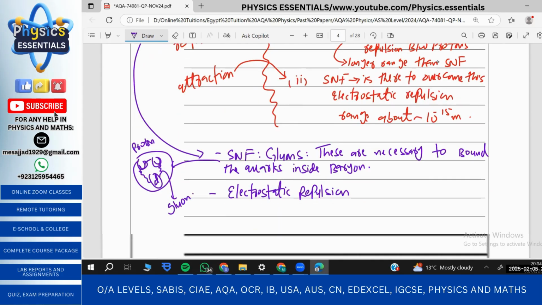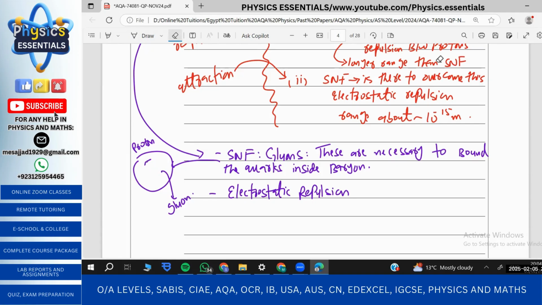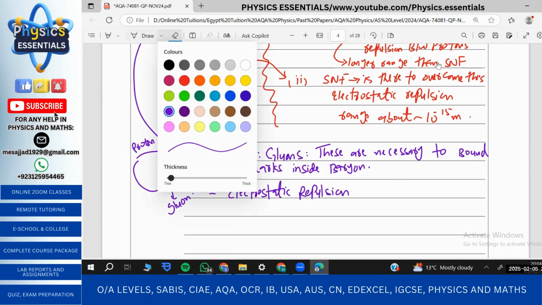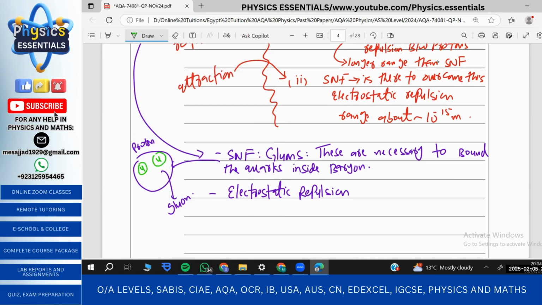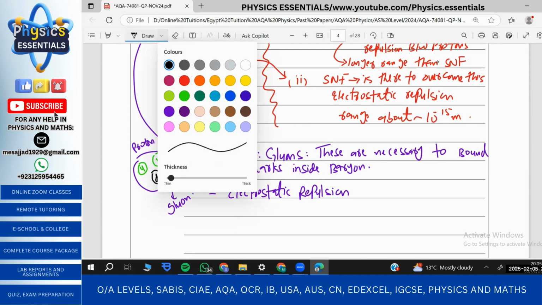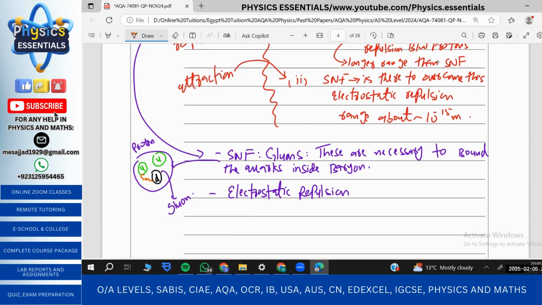Okay, so electrostatic repulsion is... I made it a little bit dirty, so let me make it clear and concise. So for example, this is U, and this is D. So the gluons are going to be like that. These are the particles which are binding all the quarks inside a proton, which is a baryon.